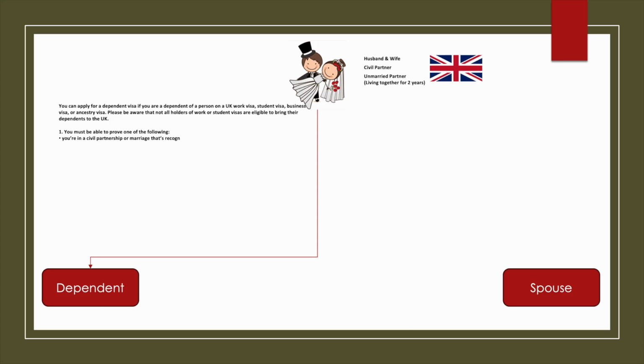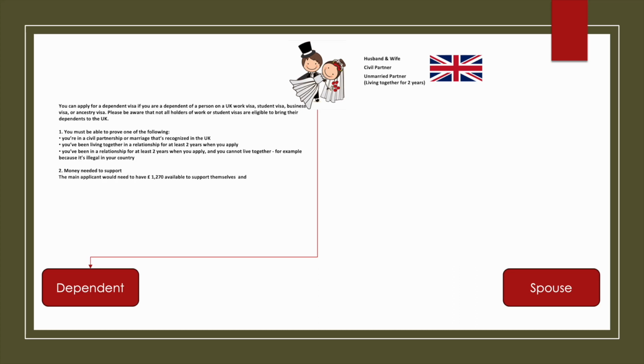You are in a civil partnership or marriage that's recognized in the UK, or you have been living together in a relationship for at least 2 years when you apply, or you have been in a relationship for at least 2 years when you apply and you cannot live together, for example, because it's illegal in your country. In addition to this, you would need to prove the money needed for the support.